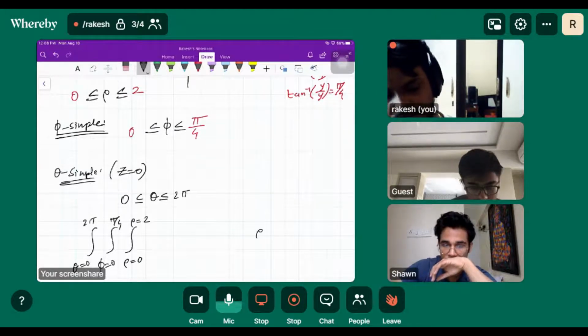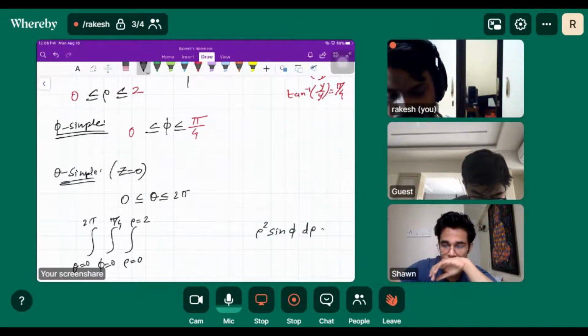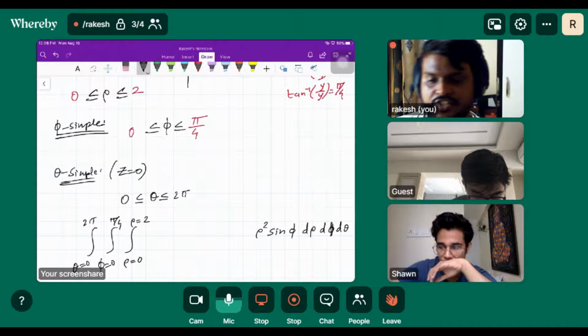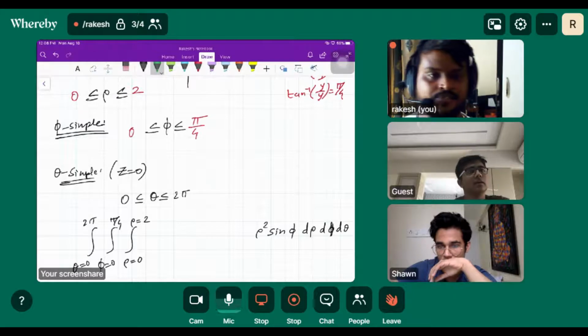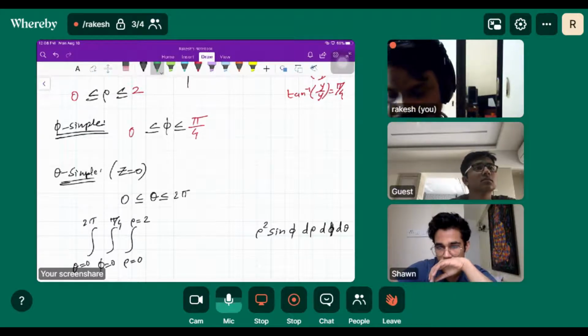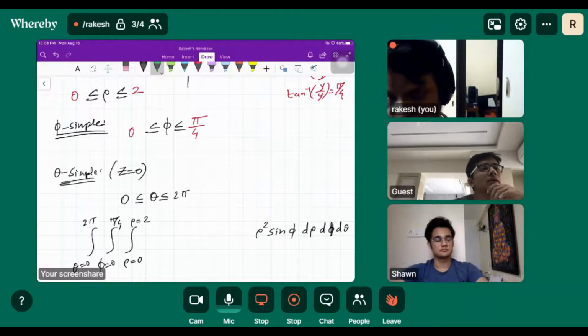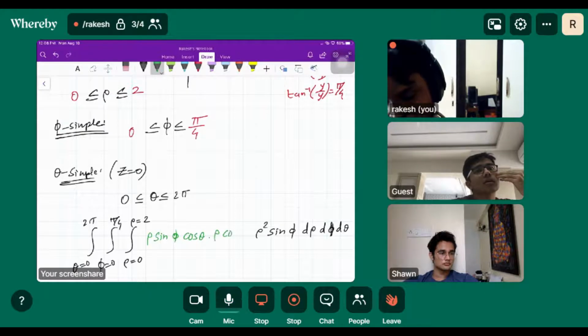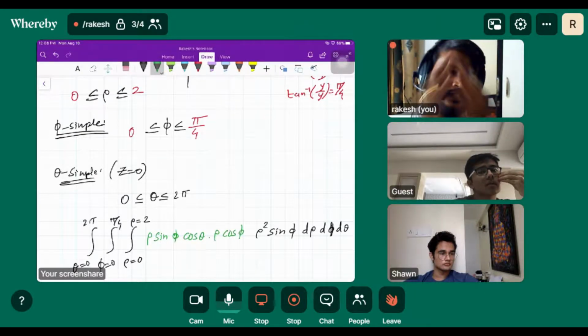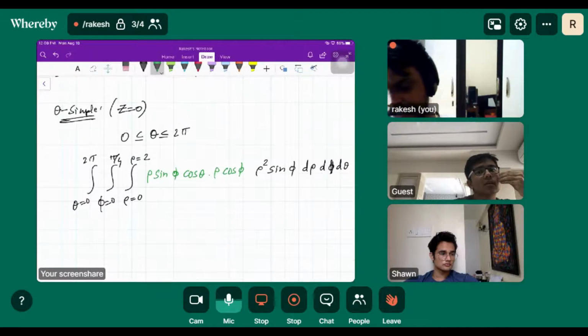Okay, so we know this expression that has to be there, rho square sine phi d rho d phi d theta. Now, what was the function given in this question? X and z. So what is x and what is z in the spherical coordinate system? x is rho sine phi cos theta, and z is rho cos phi. Later you can take the terms together and simplify this.